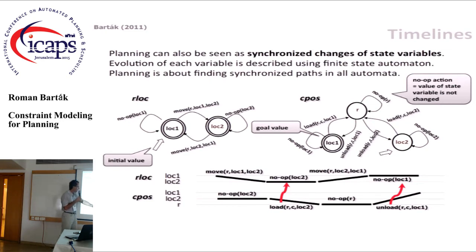There is no synchronization here because the move of the robot is not related to the position of the container, so the value of the container could be whatever we want. The only restriction here is that we cannot load the container, but this is ensured by the synchronization, because if we start loading the container, it must be synchronized with this action, which should be no-op, right? So if we select move here, then the only actions for this other variable will be the no-op actions.